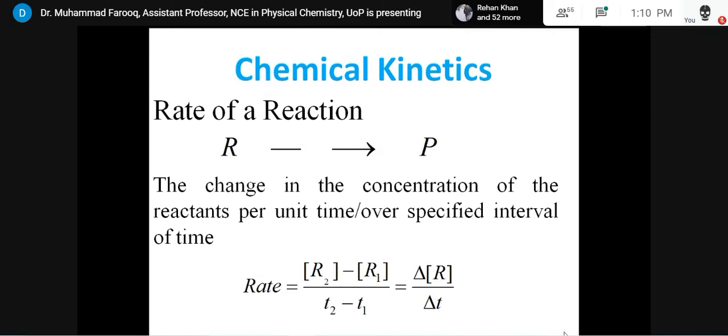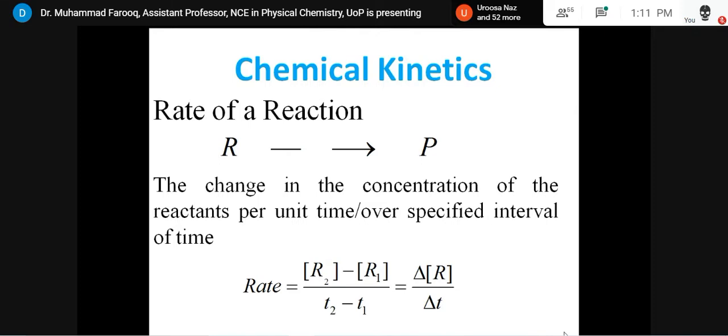So rate is the change in the concentration. For example, before the start of the reaction, it was R1. After some time, the concentration becomes R2. So the change in the concentration will be equal to R2 minus R1. Is this clear or not?